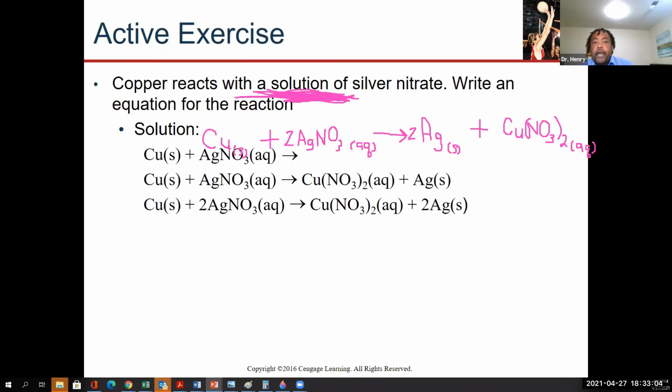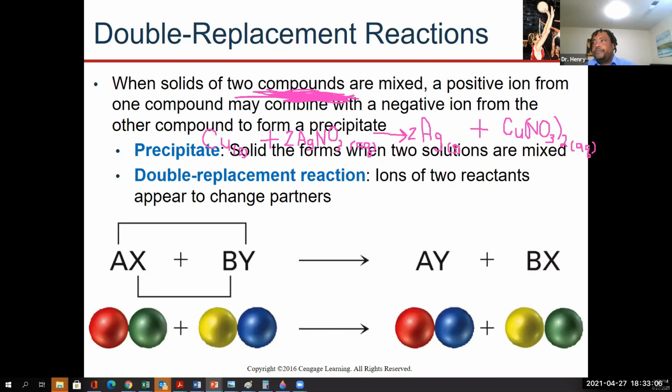Okay, our next type of reaction is called a double replacement reaction. So in this case, you're switching out partners. So A is going to go with Y, and B is going to go with X. Often this will be a precipitation reaction. This is also called a double replacement reaction or a double displacement reaction. Okay, I like to call it a swingers reaction.